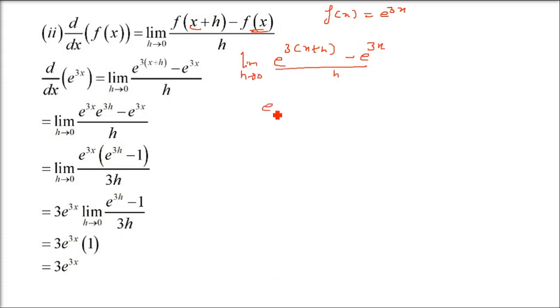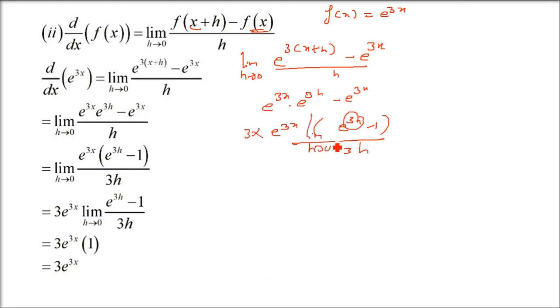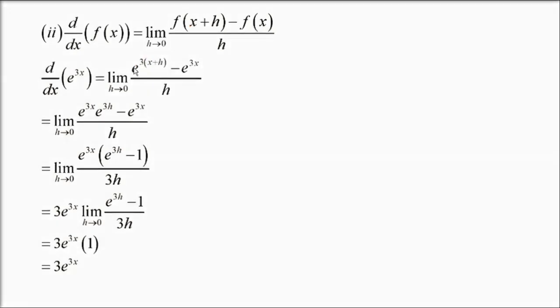So this becomes e raised to 3x plus 3h. So e raised to 3x times e raised to 3h minus e raised to 3x, and e raised to 3x you can take common. e raised to 3h minus 1 will come. h is already there in the denominator. Multiply numerator and denominator by 3, and now limit h tends to 0. This becomes e raised to theta minus 1 by theta, limit theta tends to 0, which is 1. So only 3 e raised to 3x will remain.